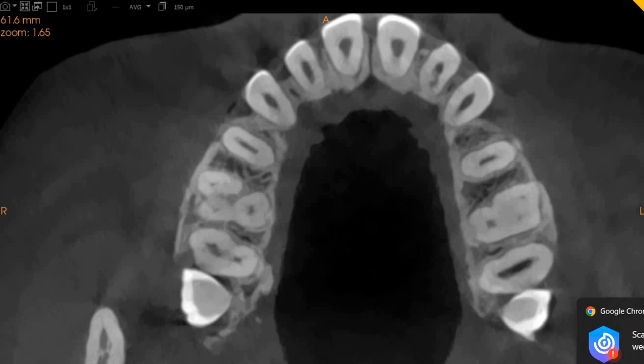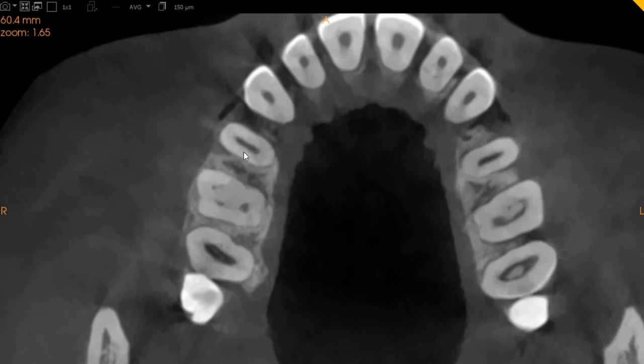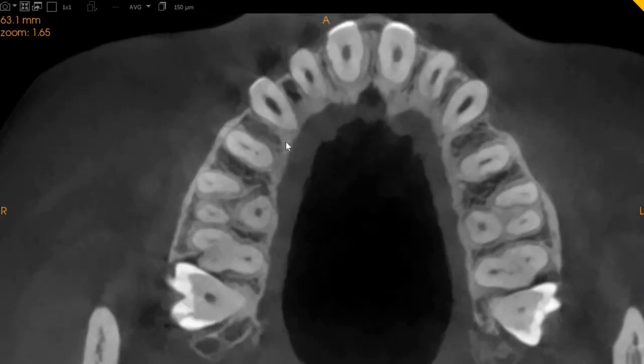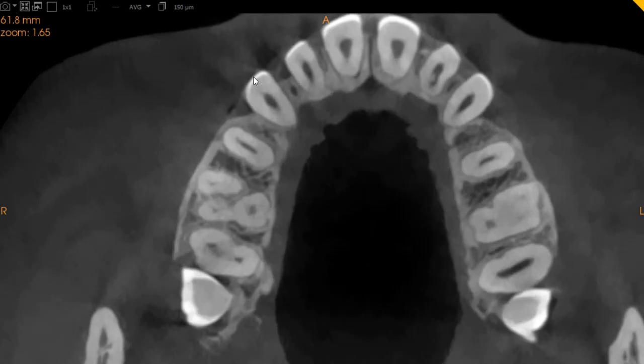And this is the axial view of the upper right 3, 4, and 5. So 5 is not present. There is the upper right 3 and there is the upper right 4. I think for orthodontic purposes, the first premolar or the second premolar were removed. I think the first premolar here in this case was maybe removed.